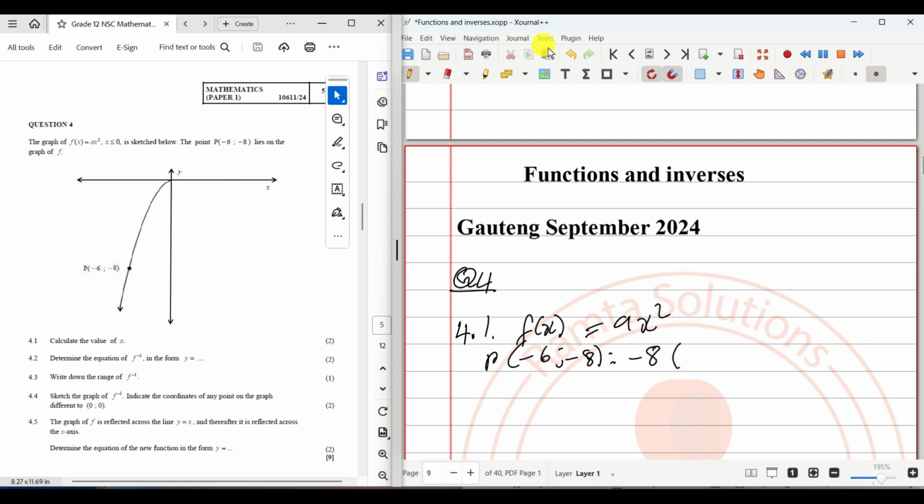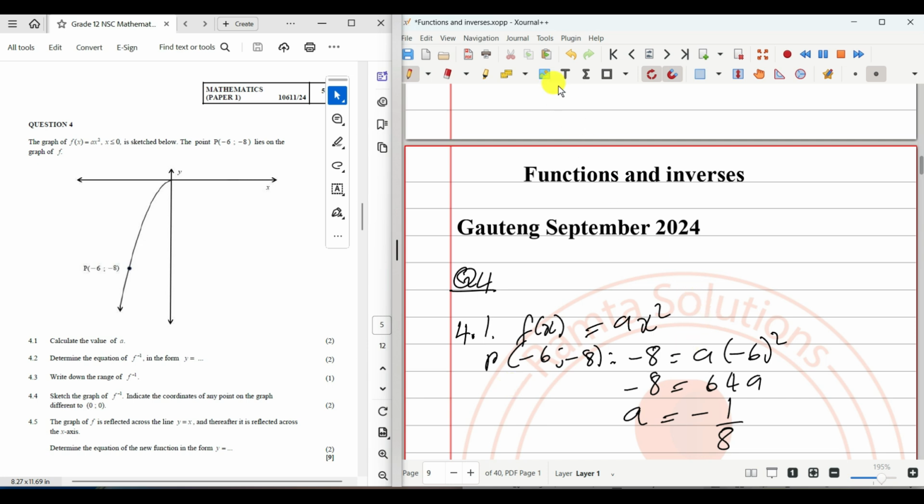So -8 equals a times, what is the value of x? It is -6. Okay, so -8 equals 36a. Oh, no. Sorry about that, 6 squared is 36, not 64. So -8 equals 36a, which implies a equals negative 8 over 36.